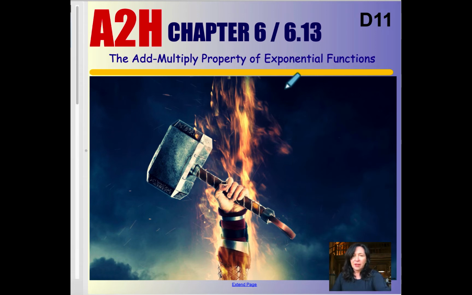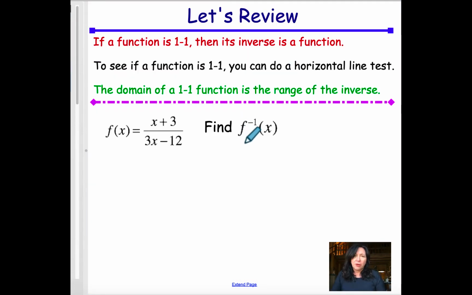So let's get started. First though, we're going to do a little review. Last time I saw you, we talked about one-to-one functions and inverses, so we're going to review both of those. If a function is one-to-one, then its inverse is a function. If a function is one-to-one, you can do the horizontal line test, meaning it's not going to cross through two different places. If it intersects two spots, it's not one-to-one. The domain of a one-to-one function is the range of the inverse. That is a very cool feature.